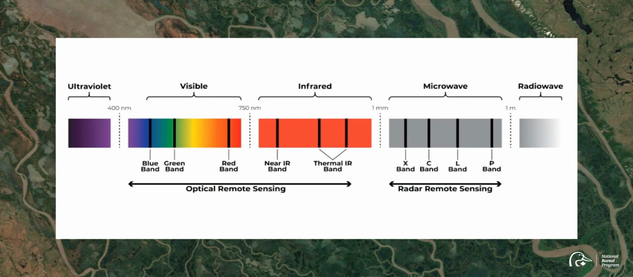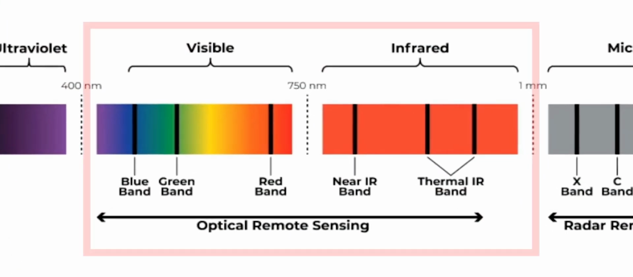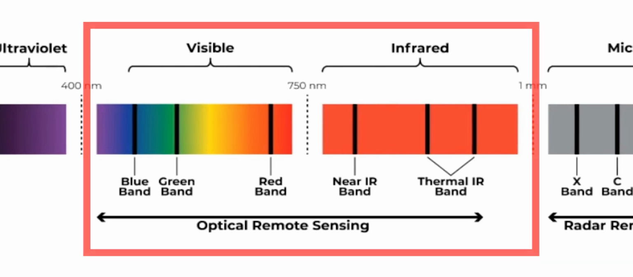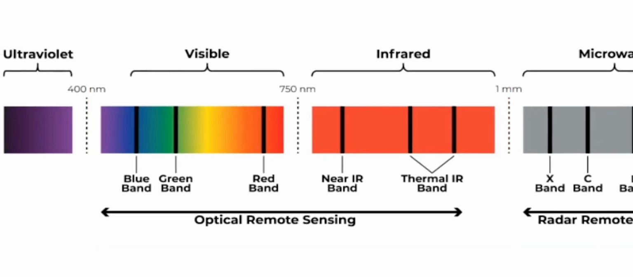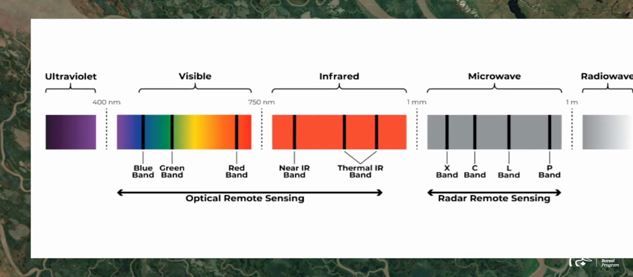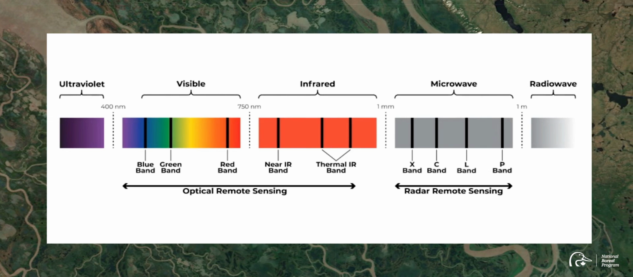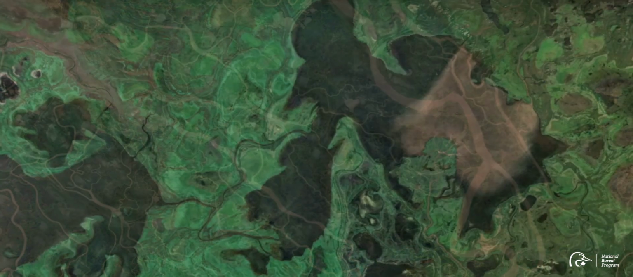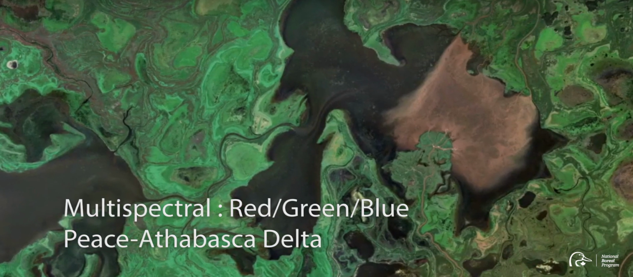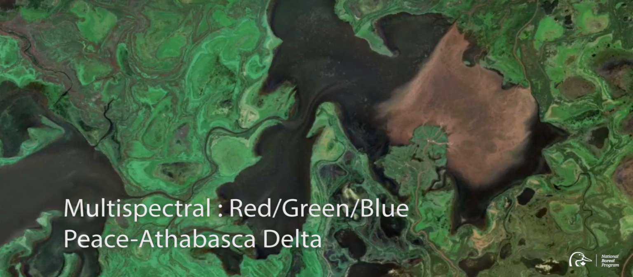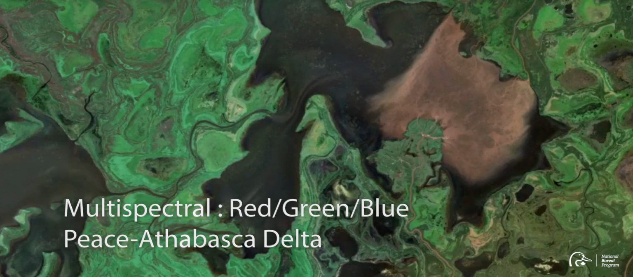One group of remote sensing instruments measure wavelengths in the visible and infrared portion of the electromagnetic spectrum. This is called optical remote sensing and is good for gathering information about vegetation type and health. For example, this is a true color composite image of a wetland complex taken by the Sentinel-2 satellite.